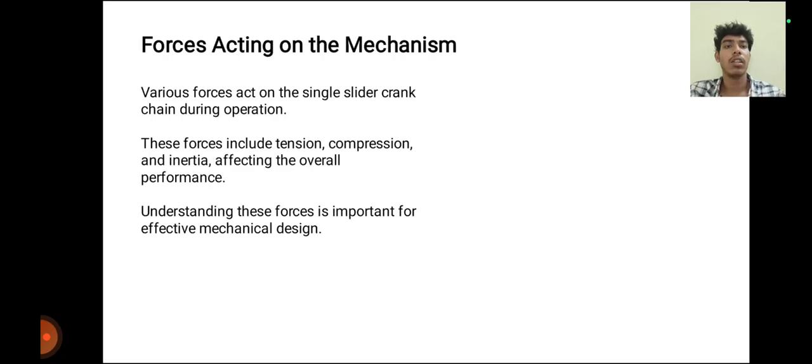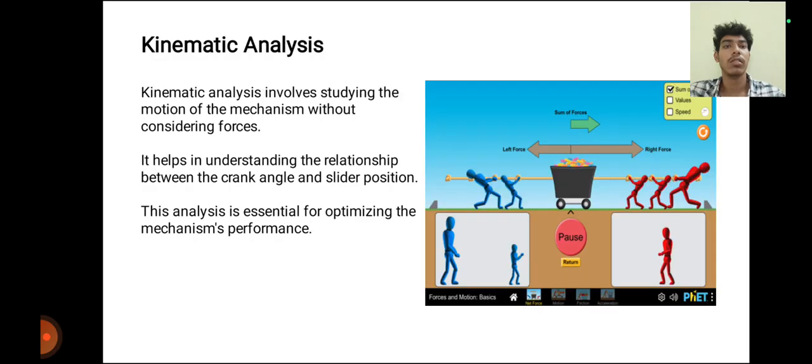Forces acting on the mechanism. Various forces act on a single slider crank chain during operation. These forces include tension, compression, and inertia, affecting the overall performance. Understanding these forces is important for effective mechanical design.